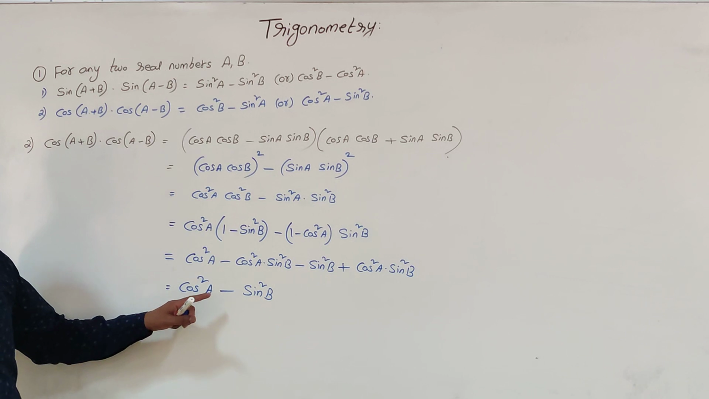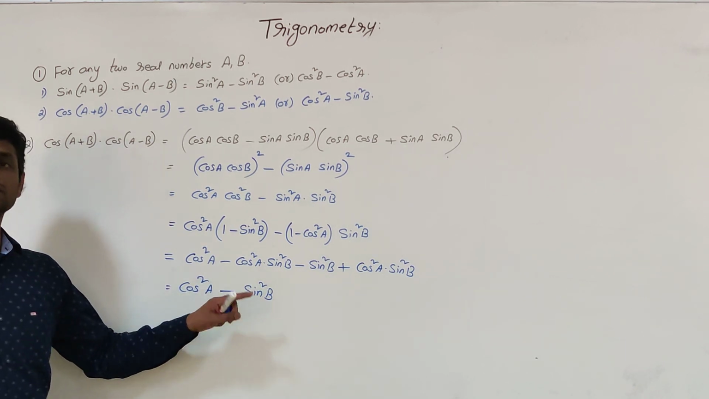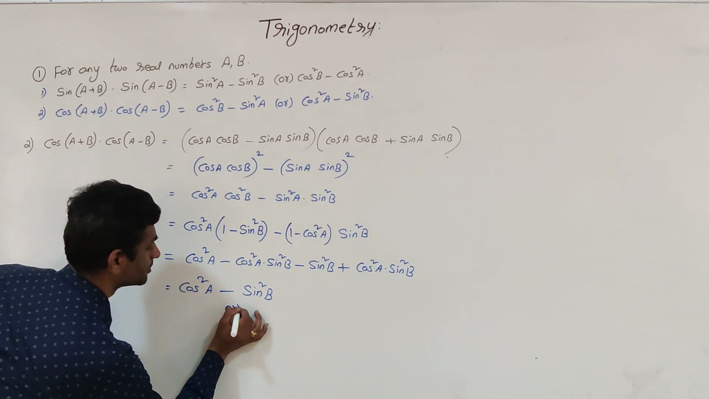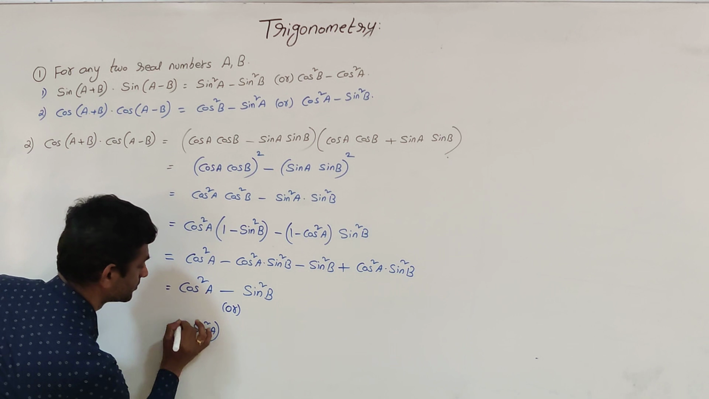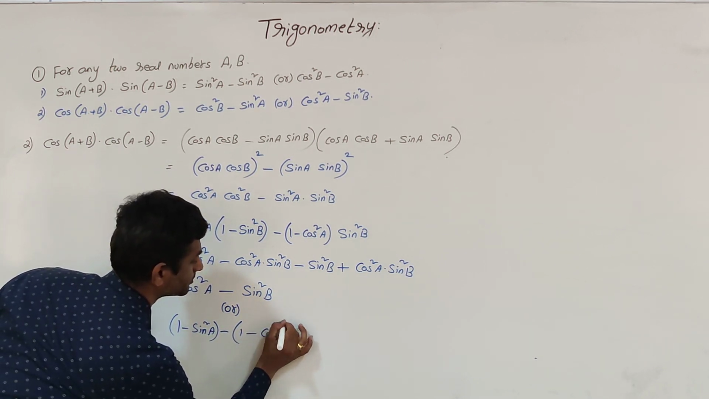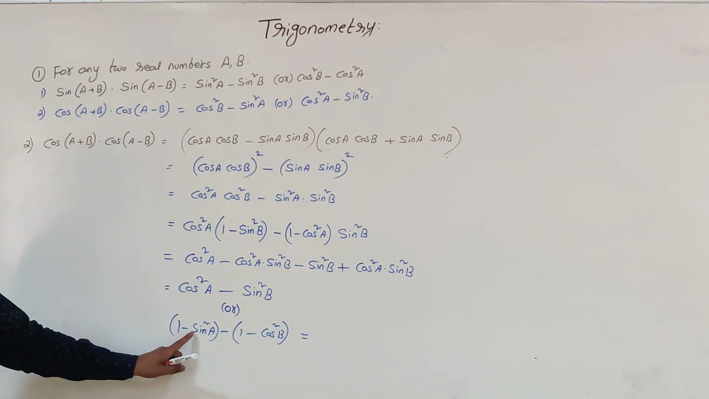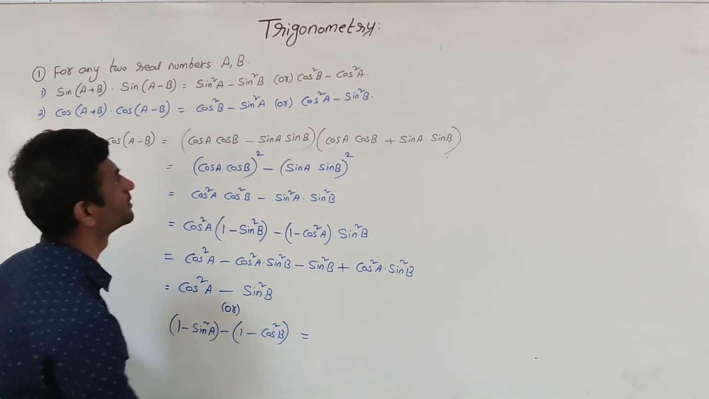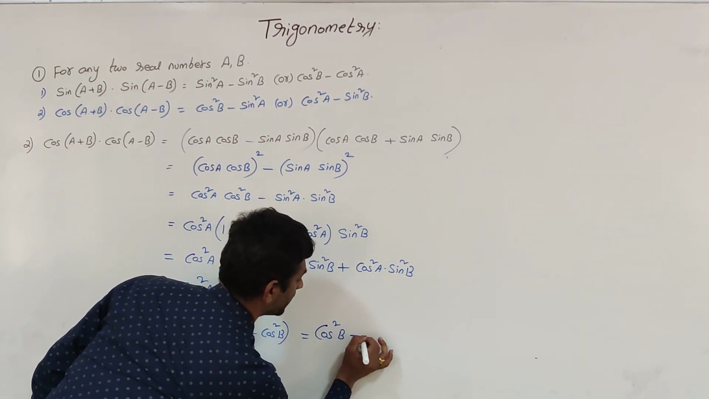Or we can convert cos square A in terms of sine, as well as sine in terms of cos. 1 minus sin square A minus 1 minus cos square B. If you simplify, 1 and minus 1 get cancelled. Minus sin square A plus cos square B. That gives this one: cos square B minus sin square A.